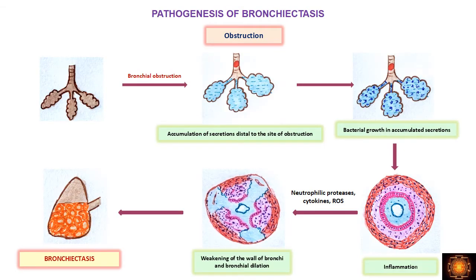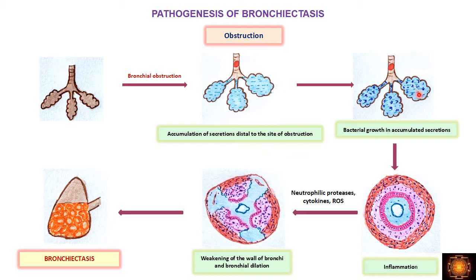Now this already I have told you how the obstruction causes bronchiectasis. This is a normal bronchi. If you see, if here we have an obstruction, then we have accumulation of the secretions distal to the obstruction. So in these secretions, which is mucinous material with a proteinaceous substance, bacteria grows.